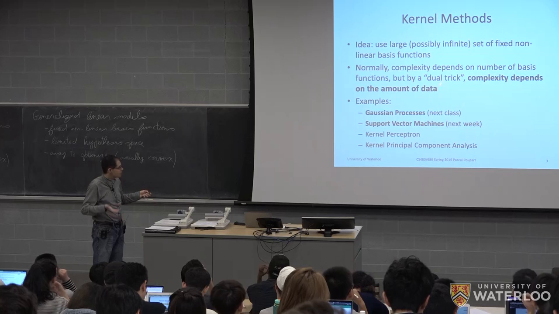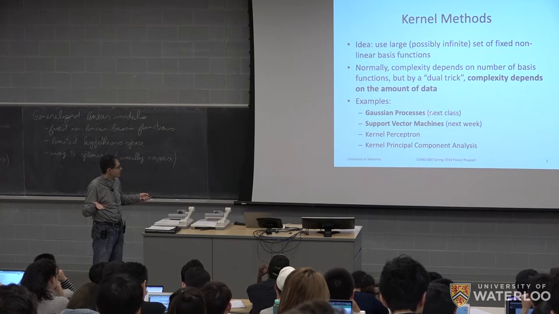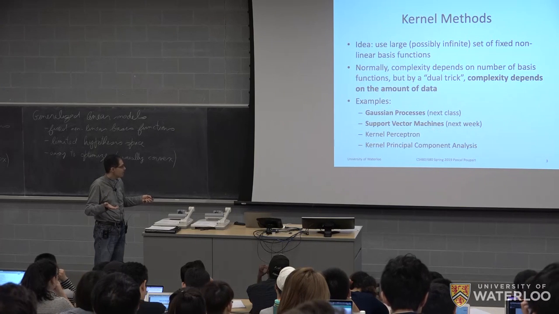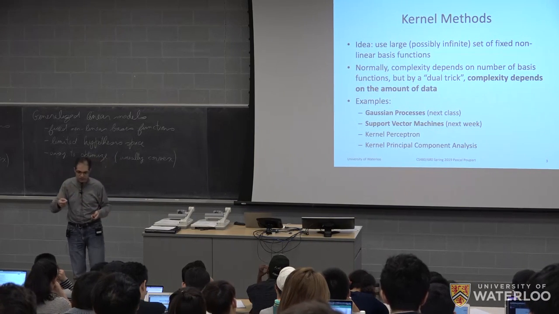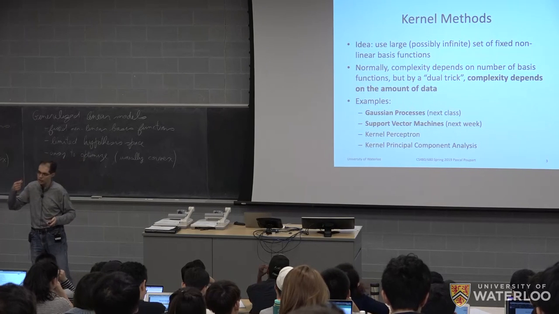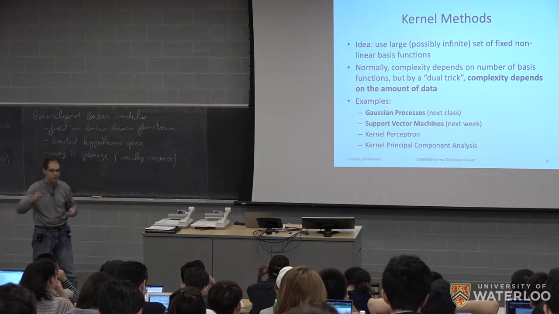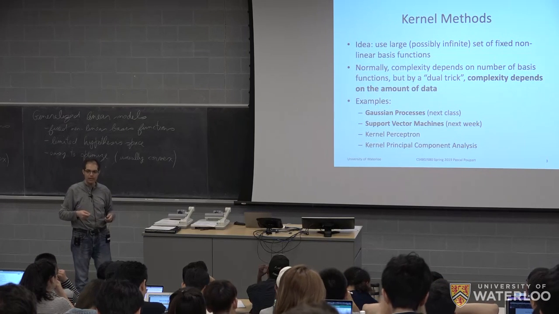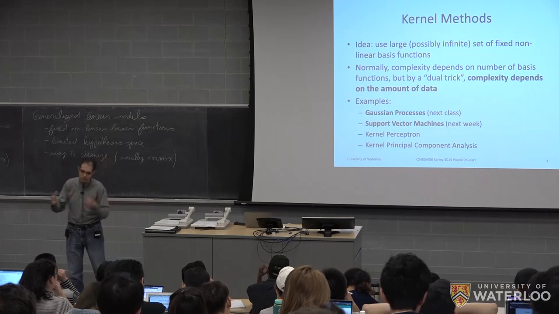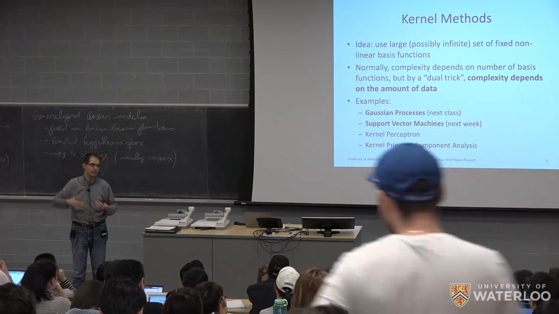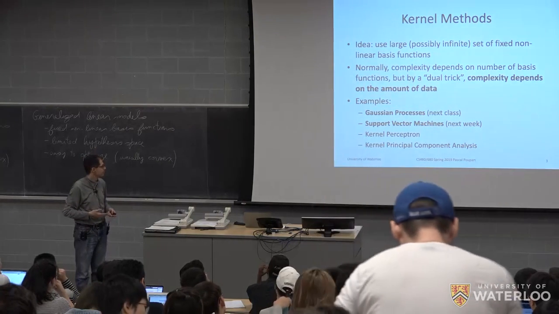Some examples of these techniques include Gaussian processes, which we're going to talk about next class, and also support vector machines the following class. But essentially, for all the techniques that we saw for generalized linear models, whether for classification or regression, we can use this kernel trick. Then we'll be able to work in high dimensional spaces without paying a cost.